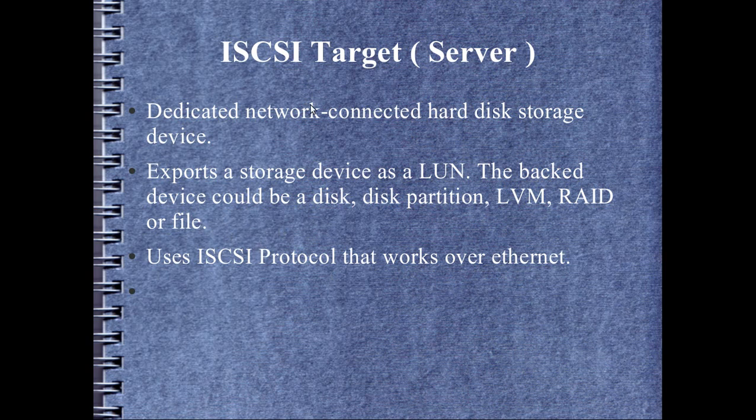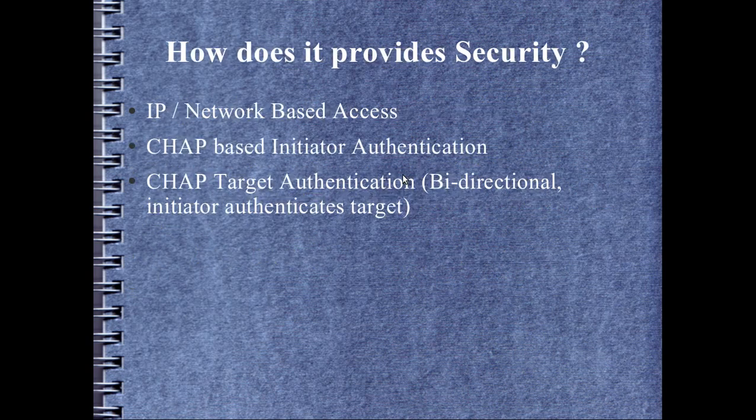It uses the iSCSI protocol to interact with the clients, so it basically works over the Ethernet or IP network. Next part is about the security of the iSCSI protocol or iSCSI target server. It provides security on the basis of IP or network. That is, if we want to allow a particular node or a network to have access to a particular target ID, we can allow a particular IP or a network to have access to it.